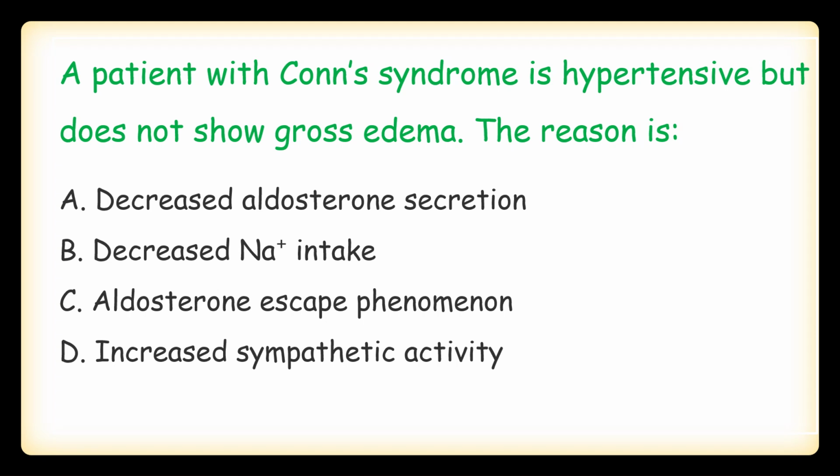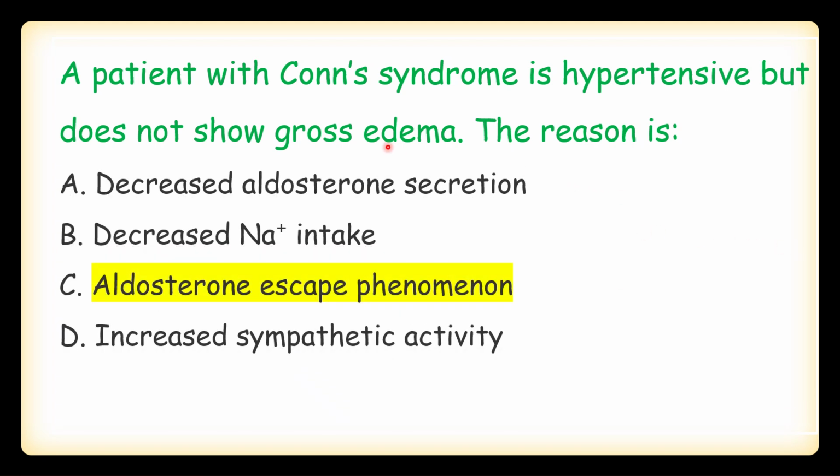So we have one more MCQ. A patient with Conn syndrome is hypertensive but does not show gross edema. The reason is: option A, decreased aldosterone secretion; B, decreased sodium intake; C, aldosterone escape phenomenon; D, increased sympathetic activity. So the answer to the question is the aldosterone escape phenomenon because of the secretion of atrial natriuretic factor from the cardiac muscle. So in spite of primary hyperaldosteronism, there is no edema because of the aldosterone escape phenomenon.